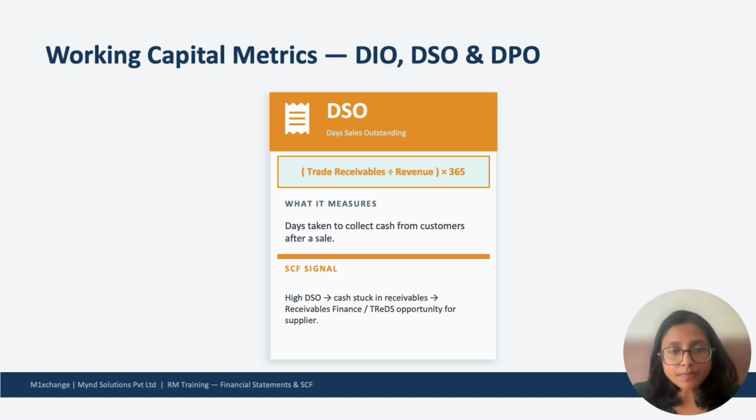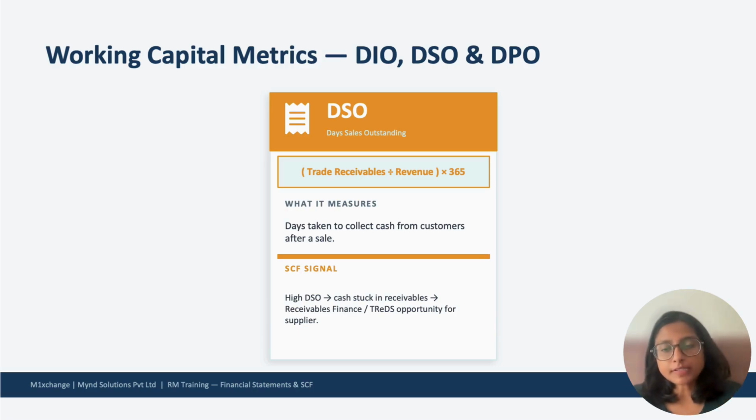So moving to the next metric, that is your days sales outstanding, or it can also be called receivables outstanding. The formula is trade receivables divided by revenue into 365. Now, what does this metric measure? It measures how long after the sale it will take to collect cash from the customer.